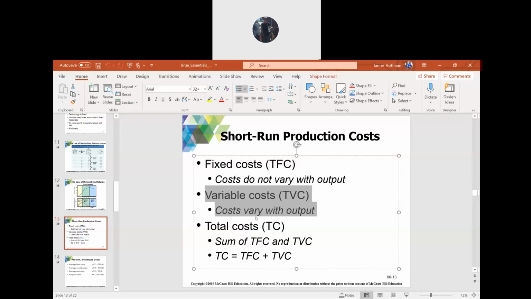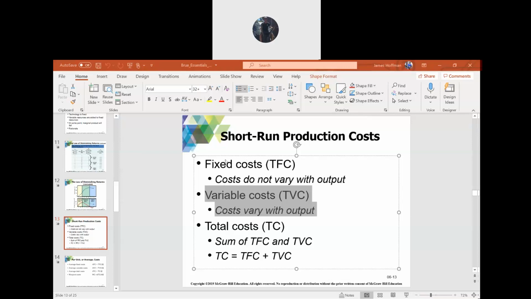Okay, variable costs are costs that vary with output, and because we're in the short run, the only thing that goes into the variable cost is labor. So variable costs in the short run consist of labor costs only. Think of all the other stuff that goes into the business as something you had to spend to start, and the thing that changes with output in the short run is just labor.